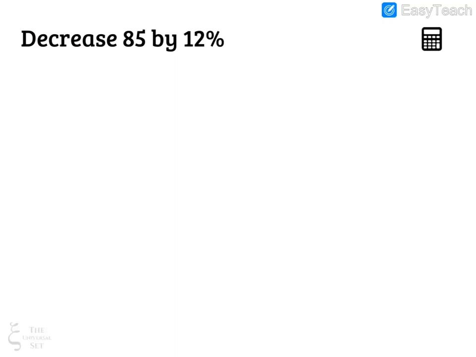If I've got this 85 that I want to decrease by 12%, I'm starting with 85. So this amount has to be my 100%, right? This is my 100%. That's what I'm starting with. And if I'm going to decrease by 12%, I'm going to take 12% away from that. So I'm doing 100%, take away 12%. I'm going to be left with 88%, aren't I?